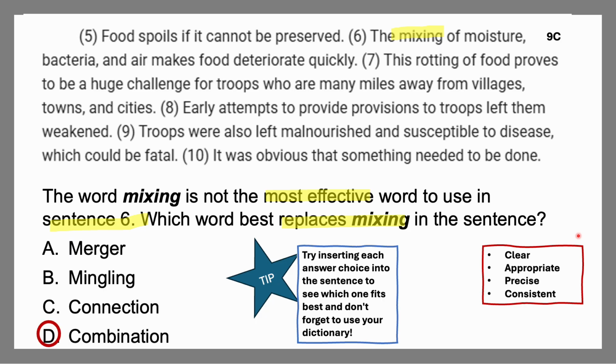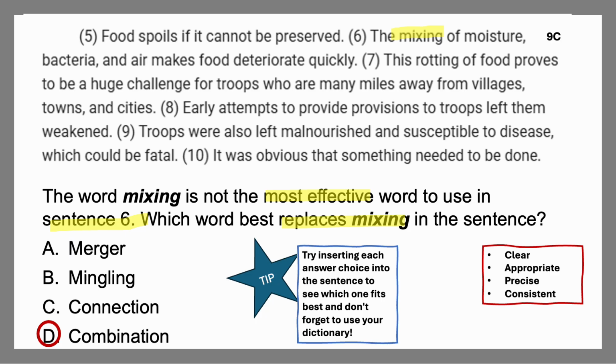And it's D, combination. Let's take a look at some of these different examples. If you look at mixing, so the mixing of moisture, bacteria, and air make food deteriorate quickly. It sounds like it's a combination of all these different things. Like I'm really just talking through it really helped me answer this question. A merger, if you look that up, you see that more in a tone or jargon, like a word that you use in a business setting. So you wouldn't really see a merger of moisture, bacteria, and air. Neither from mingling too. The mingling of moisture, bacteria, and air makes it sound like they're just friends at a dinner party, right? So mingling is more used when you are talking about people.